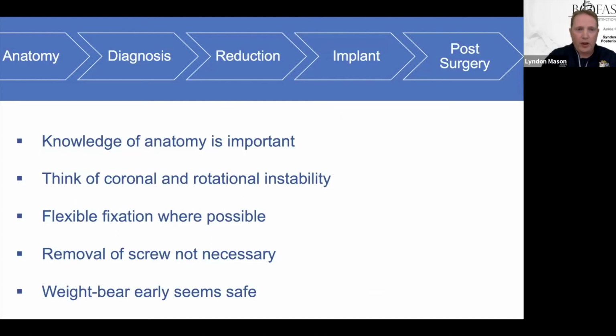So to summarize, knowledge of anatomy is very important. Think of the coronal and rotational instability. Flexible fixation where possible. Removing a screw is not necessary. And weight bearing early does seem safe. We will know a lot more of that when the WAX trial gets published. Thank you.